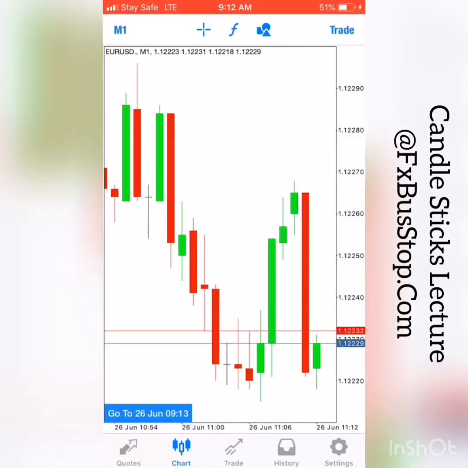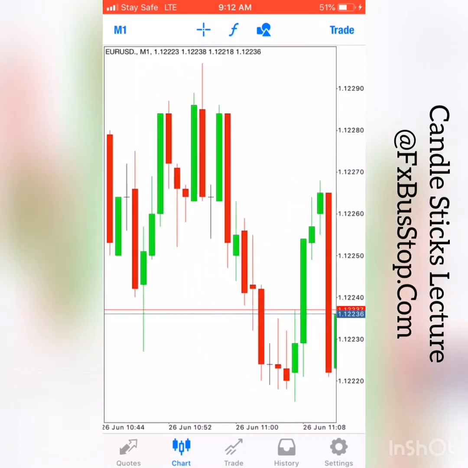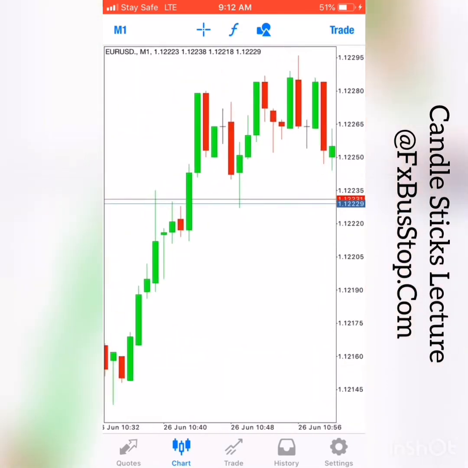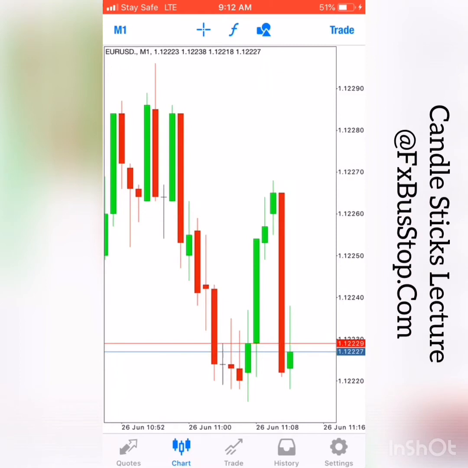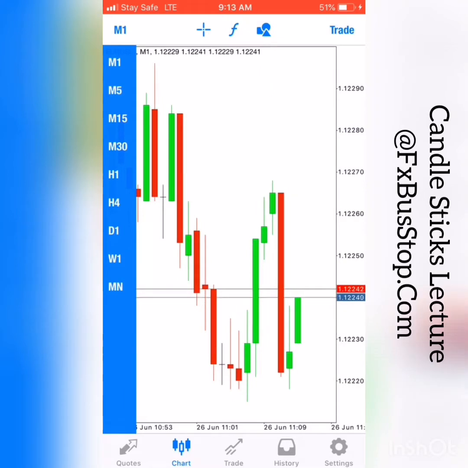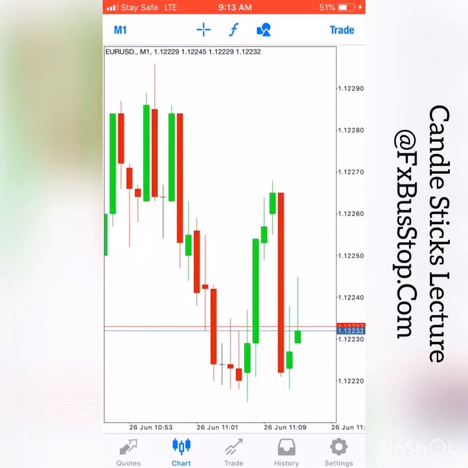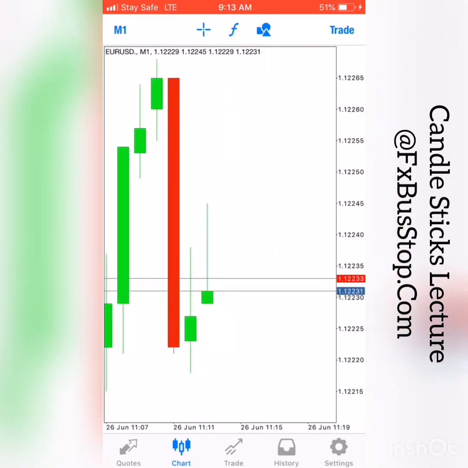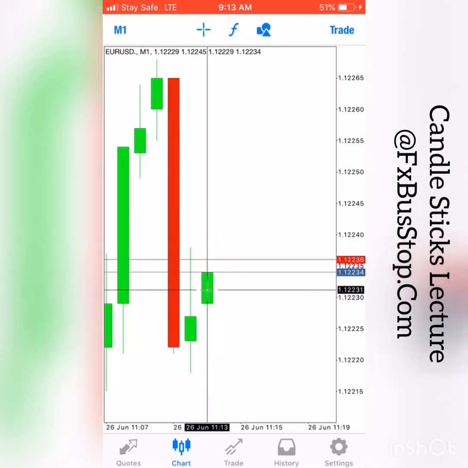Good morning, traders. Today I'm going to be talking about candlesticks. Quickly, if you look at my chart, you notice that my time frame is set to M1. I've got M5, M15, M30, H1, H4, and the rest of them. M1 means at the end of every 1 minute, a new candlestick starts to form. If you look at my chart right now, you notice that another candlestick just started forming.